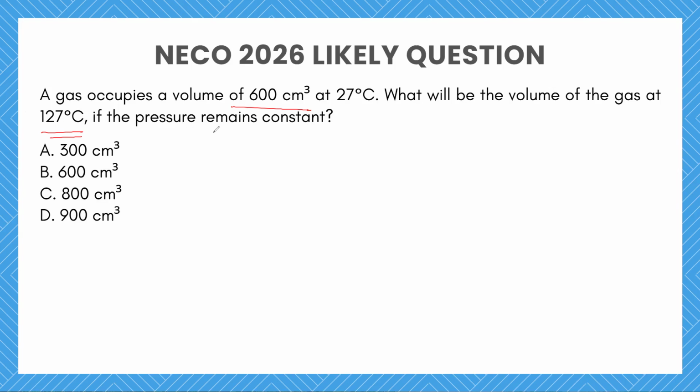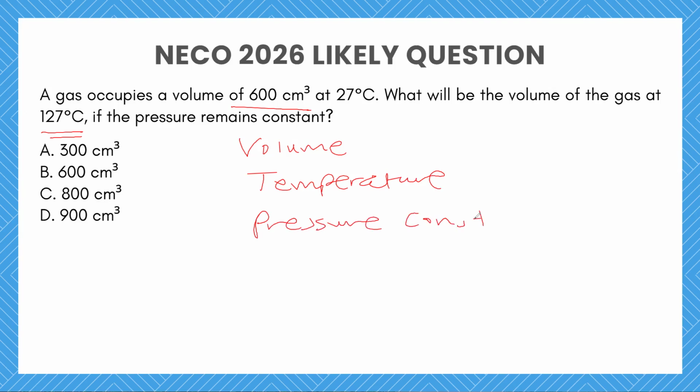So the first thing to do would be to check out what topic or what platform this question is from. Now we can see from the question that a number of variables were talked about. The first one being volume and the second one being temperature. And it was said that the pressure remained constant. Now, the topic from which this question comes from would be the topic of gas laws because the question starts off by saying a gas.